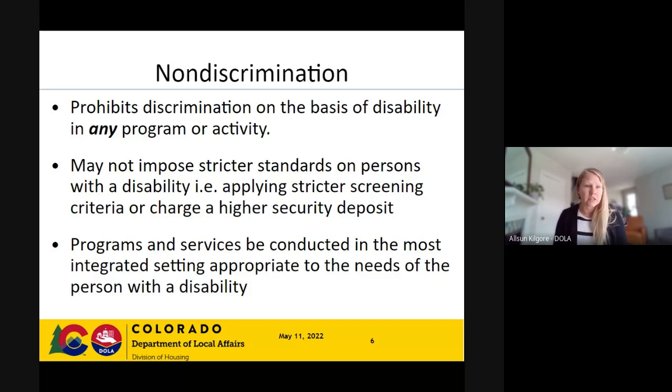And lastly on this slide, programs and services must be conducted in the most integrated setting appropriate to the needs of the person with the disability. So you don't segregate somebody because they have a disability, and you may not have separate meetings for persons with disabilities, things like that, making sure that everybody's integrated together.